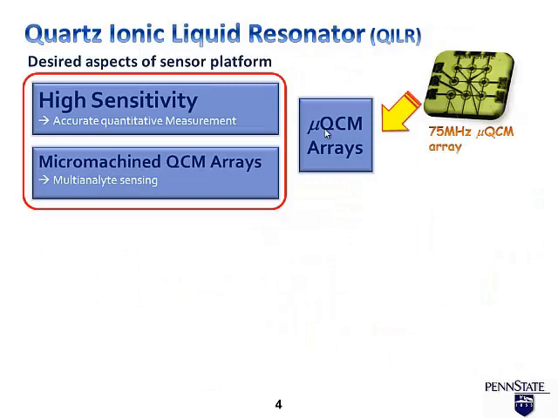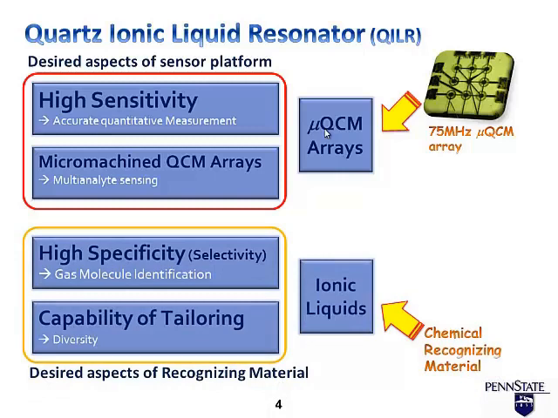In our study, we used an in-house fabricated quartz crystal microbalance array with a resonant frequency of 75 megahertz. This micro QCM array exhibits very high sensitivity even in liquids and consists of 8 resonators in an array format. So it is highly suitable for multi-analyte sensing if each resonator is functionalized with a different ionic liquid, a different recognition layer, and generates a very unique response and pattern for the specific analytes.